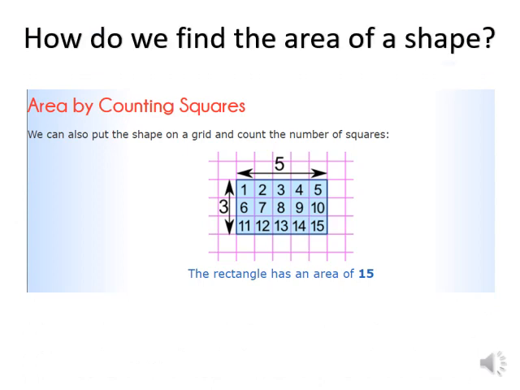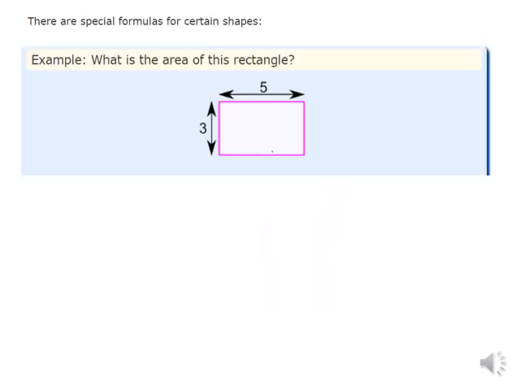So, how do we find the area of a shape? There are two ways. We can find the area by counting the amount of squares within the shape. So we can put the shape on a grid, and count the number of squares. So here's our shape here. We've put it on some squared paper and we can see that the amount of squares within the shape is 15. This rectangle therefore has an area of 15.